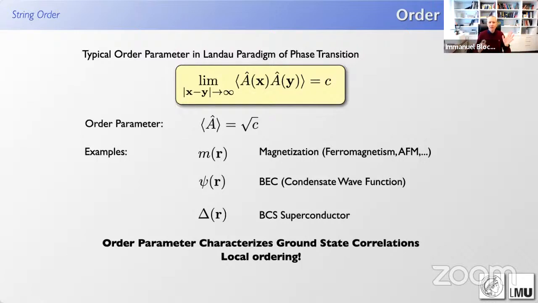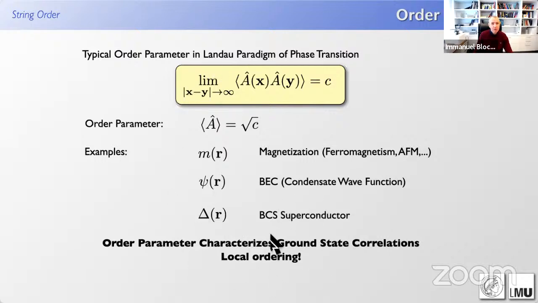Same for a perfect antiferromagnet. If you know you have this up, down, up, down, up, down ordering, if you tell me this spin is up, I will be able to tell you what the spin 100 sites away is going to be oriented like, if I have this perfect up, down ordering. Or take a BEC condensate wave function. You tell me the amplitude and phase of the condensate wave function at one point in space, and I can perfectly predict to you what the phase and amplitude of the wave function at some other point in space is going to be like. Same for a BCS superconductor.